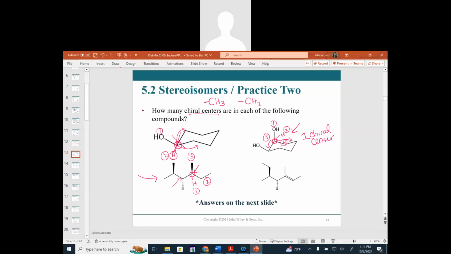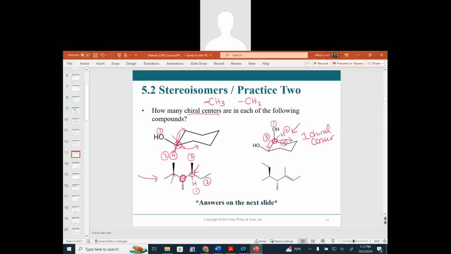Let's take a look at the second carbon, moving from the right now. We have a methyl, we have 2 different groups on either side, and a hydrogen. Since it's not symmetric on either side here, we would count each of those directions to the left and to the right as different groups. So this is also a chiral center here.